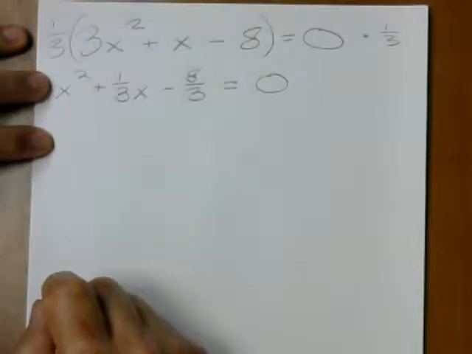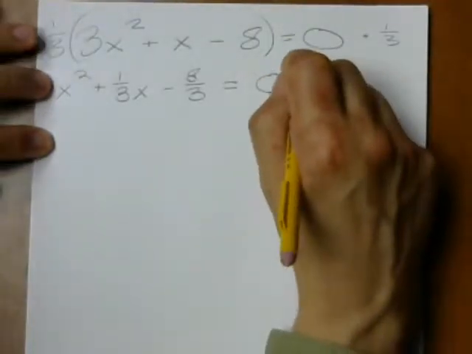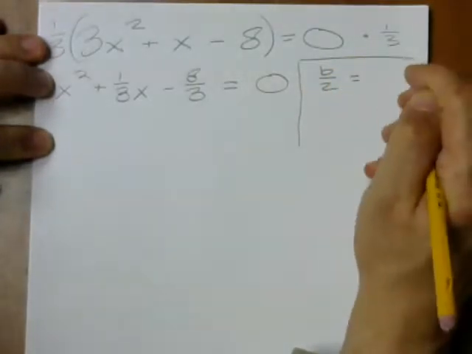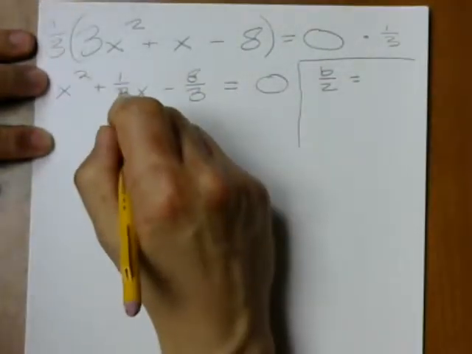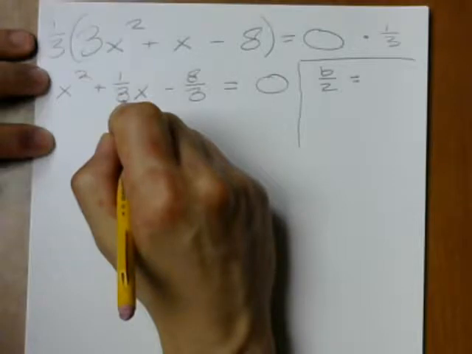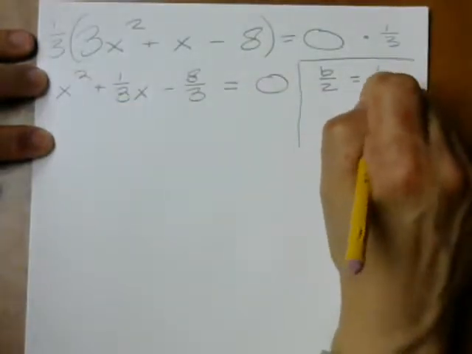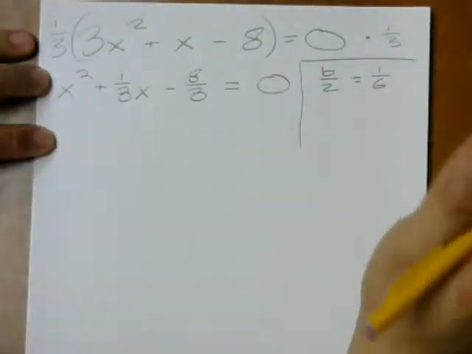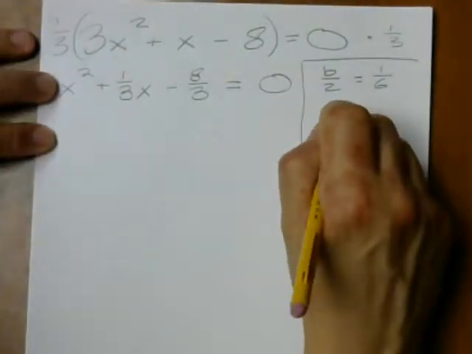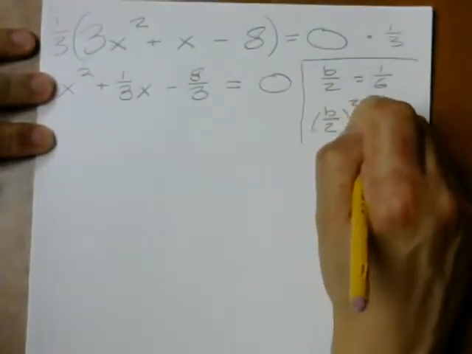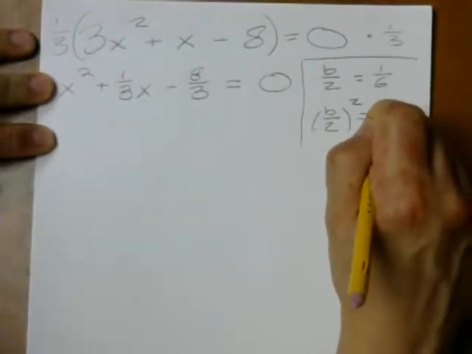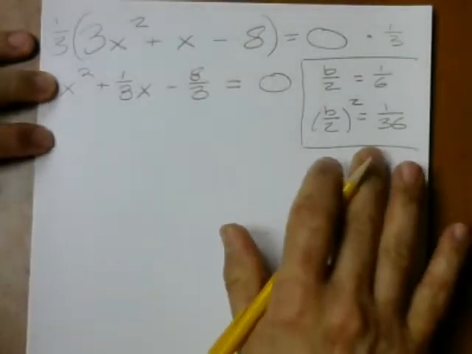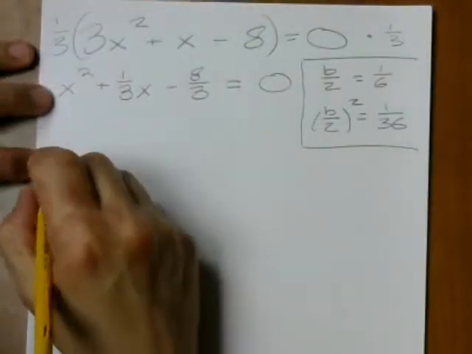just 0. Now, if I want to complete the square, I need to find b over 2, which happens to be 1/3 over 2, or half of 1/3, which is 1/6. 1/3 times 1/2, multiply the denominators. b over 2 squared is going to be 1/36.